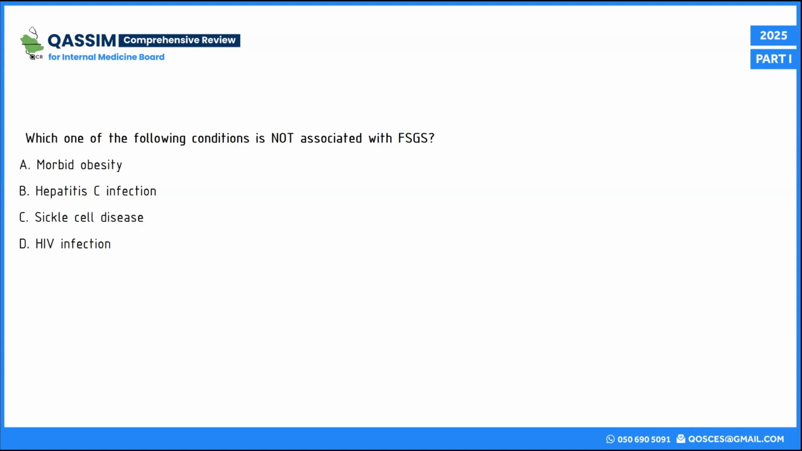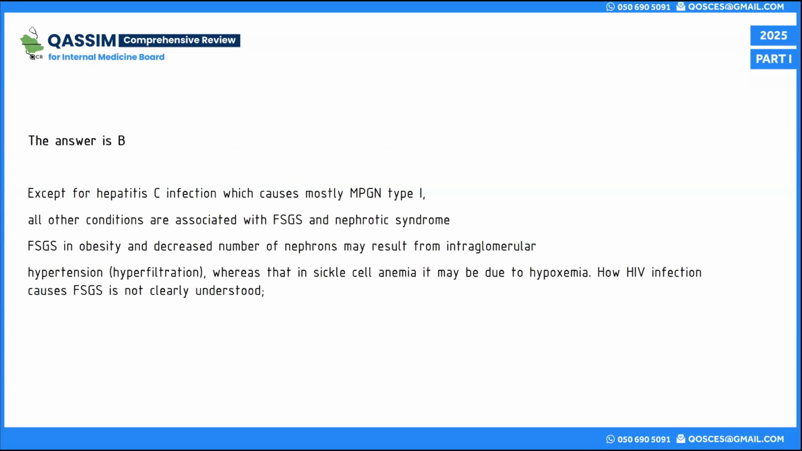So the answer is B. So you have to remember the secondary causes of nephrotic syndrome, either FSGS or minimal change. Hep C is also not presented as FSGS, usually presented with membranoproliferative.